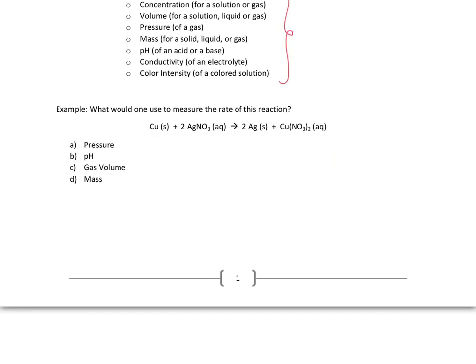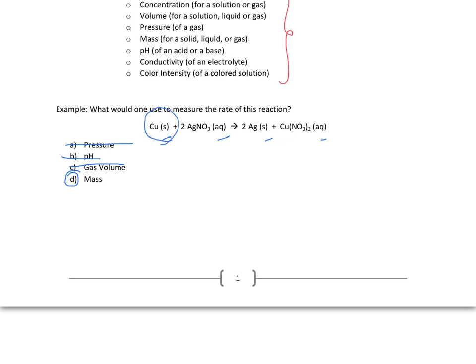Let's try this example from a past public. What would one use to measure the rate of this reaction? Pressure, pH, gas volume, or mass? Well, remember from above that pressure is used for gases only. And you'll notice that there are no gases present in this reaction, so we cannot use pressure. pH can only be used for acids or bases, and you'll notice that we have no acids or bases present in this reaction, so we can't use pH. We also cannot use gas volume if there is no gas present, so the only one that we can use here would be a change in mass.